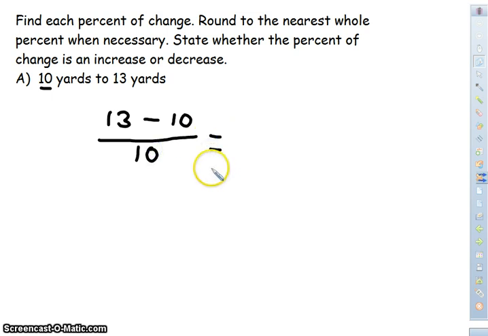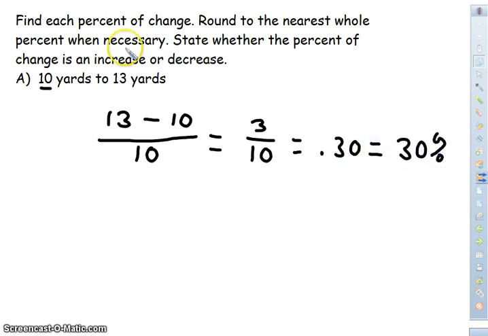So when we subtract and solve this, 13 minus 10 is a positive 3, and then 3/10, which equals, if you divide this, you'll get 0.30, which equals 30%. That is my percent of change. In this case, we probably could have done it mentally, writing it as 3/10 or 0.3, and then moving that decimal point over 2 places to give us that 30%, or multiplying by 100.